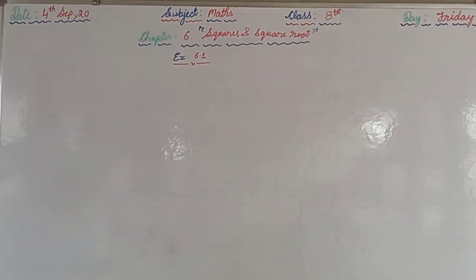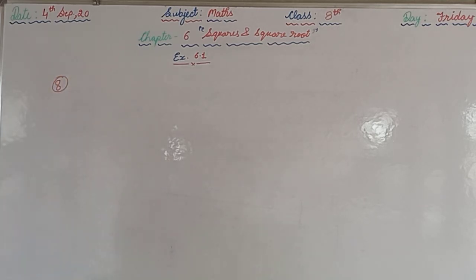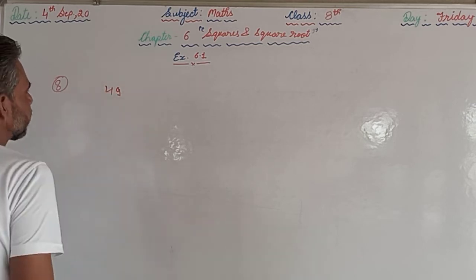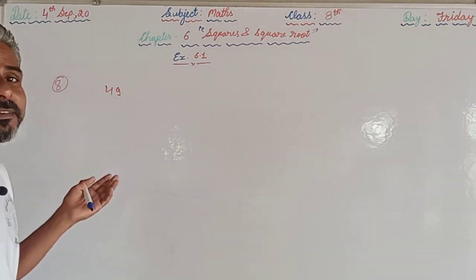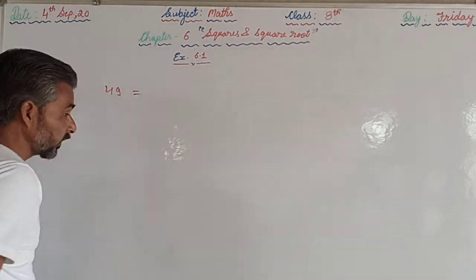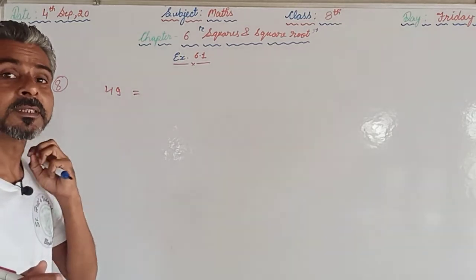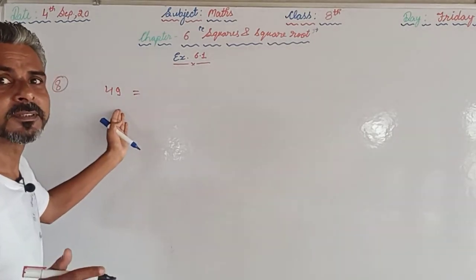That is question number 8. In this it is written, express 49 as the sum of 7 odd numbers. 49 is a perfect square, the square of 7. 7 sevens are 49. So it can be expressed as a sum of consecutive odd numbers. How many numbers? 7, because 49 is the square of 7.